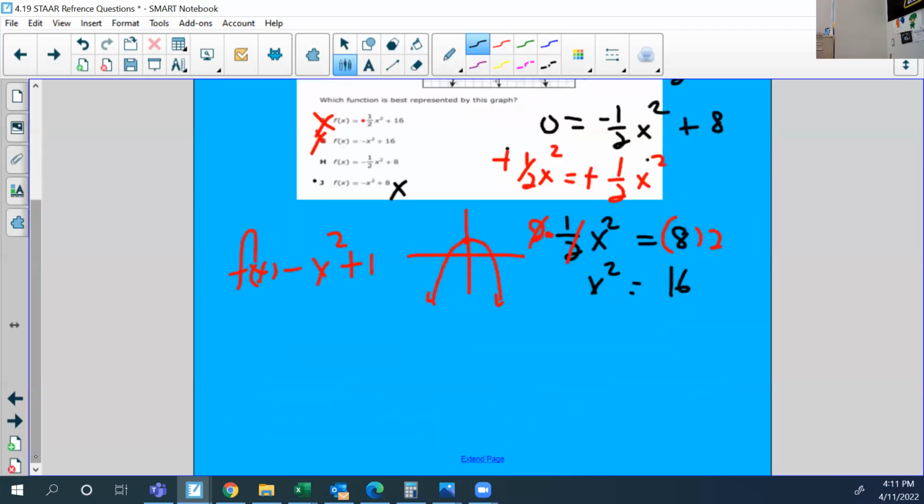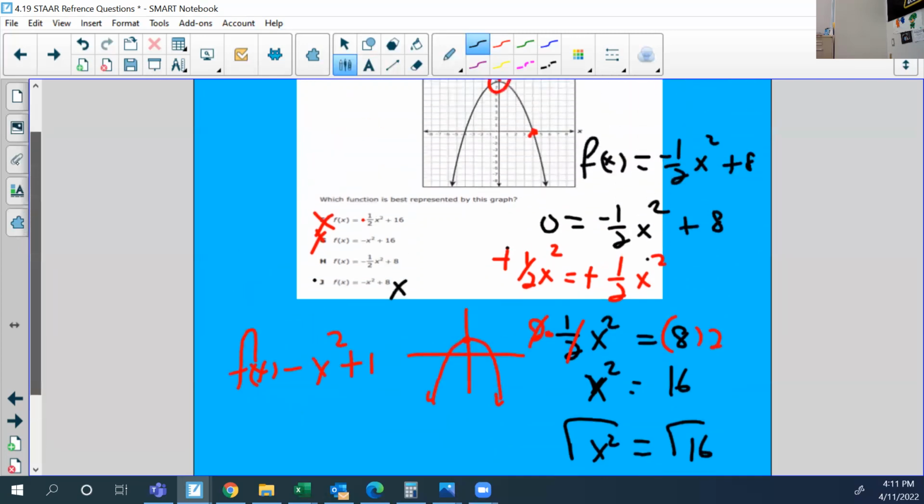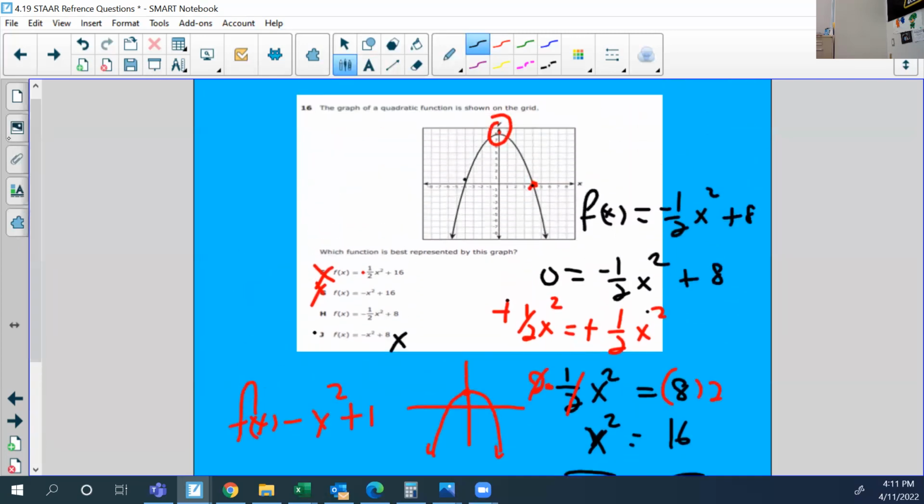So x squared is equal to 16. And I take the square root of both sides. The square root of x squared is equal to the square root of 16. X is equal to plus or minus 4. As you can see now, that is the right answer because those are the x-intercepts. All right, see that? So there are different ways you can do it.